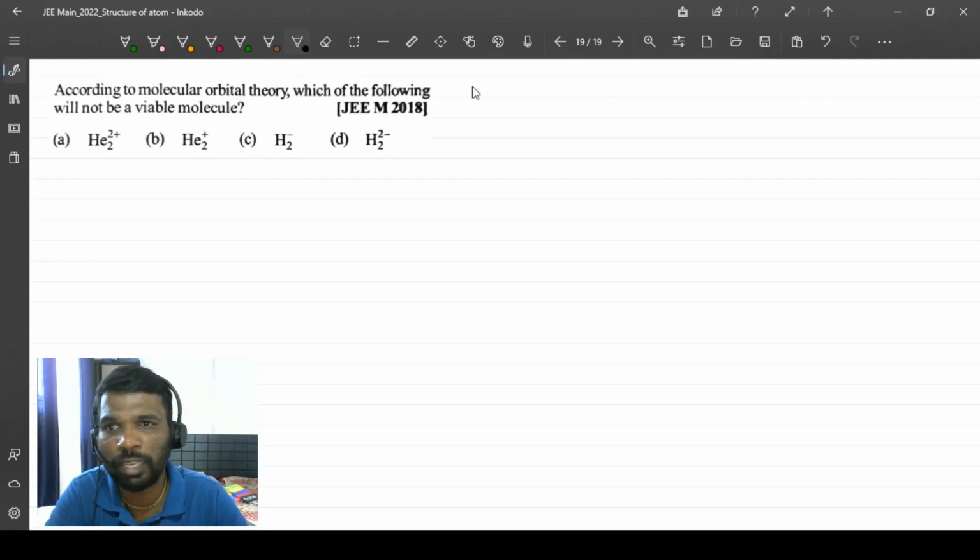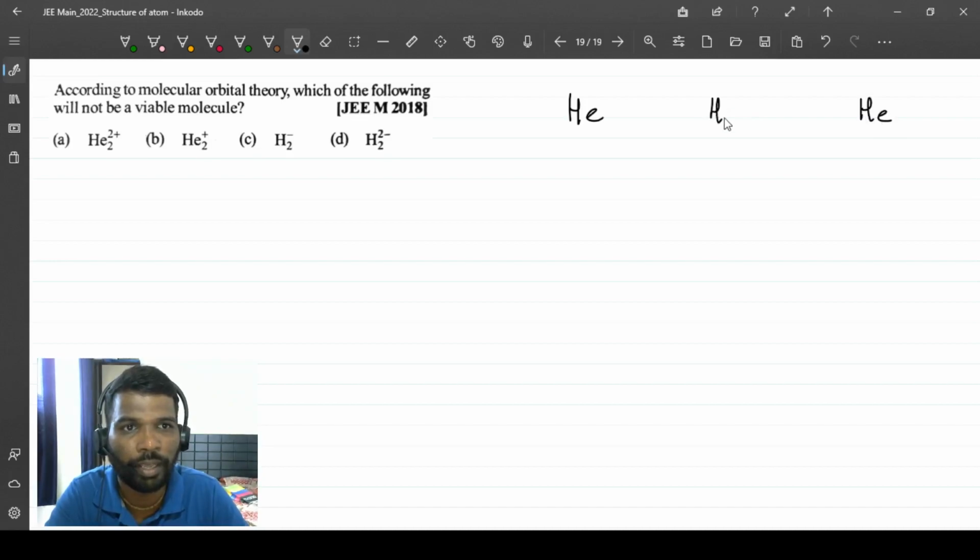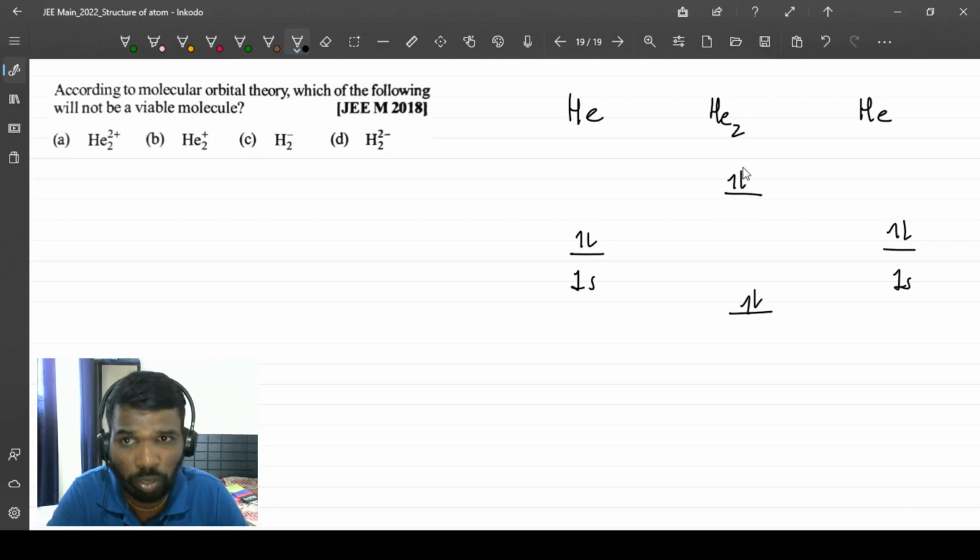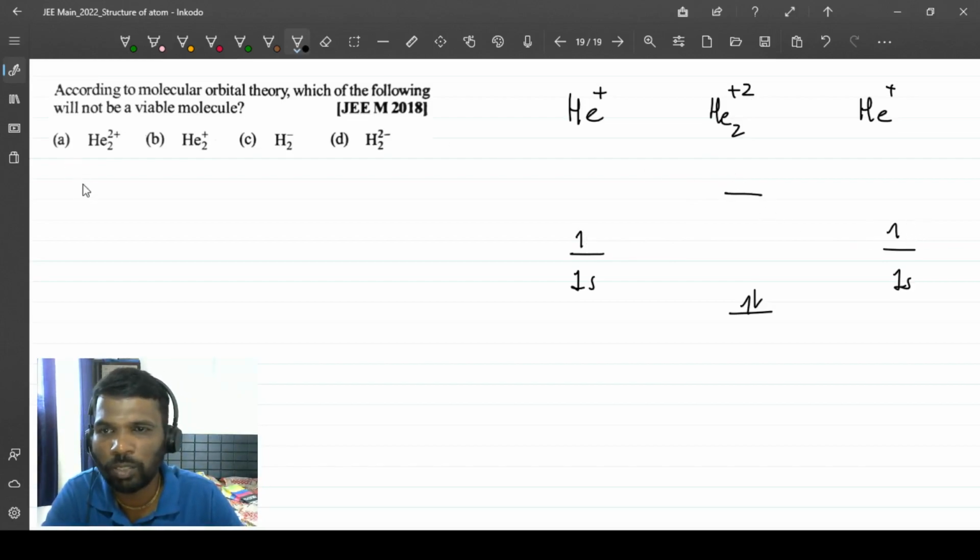So if we check for He2 plus, this is helium and helium. Helium is this, right? So this is 1s, this is the electronic configuration, this is 1s, there are two electrons over here, there are two electrons, this is anti-bonding, this is bonding, this is helium, and here you can see that the bond order is 0, but they have asked for He2 plus. He2 plus means I will be removing one electron from here, so there will be just this. So what will be the bond order of He2 plus?